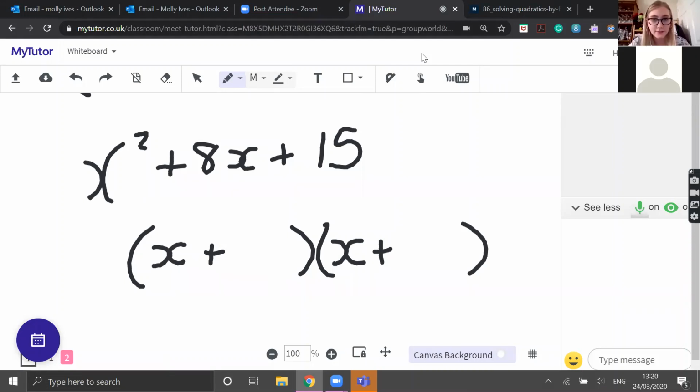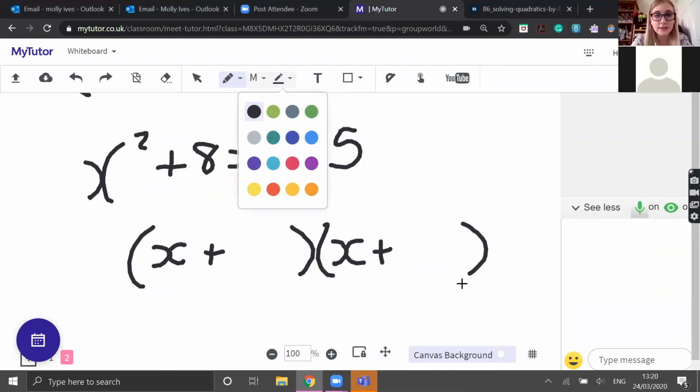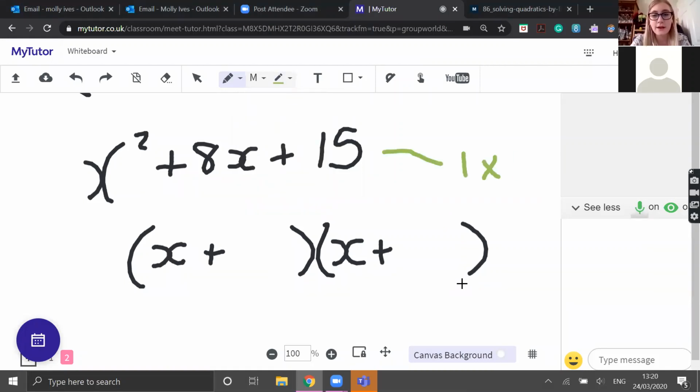Yeah, perfect. People are getting that straight away. Well done. So again, we can list these. This is a similar one because we can only have 1 times 15 or 3 times 5. 1 and 15 don't add to make 8, but 3 and 5 do.